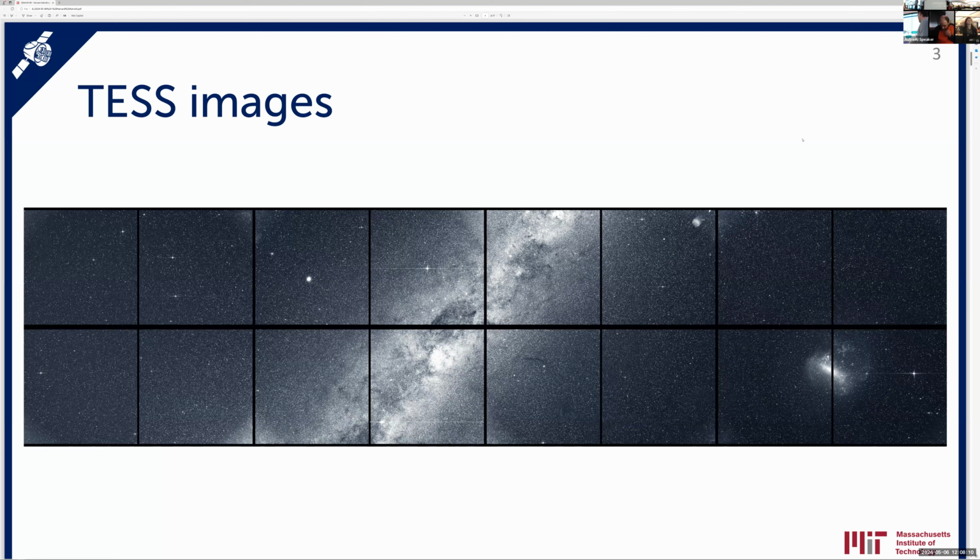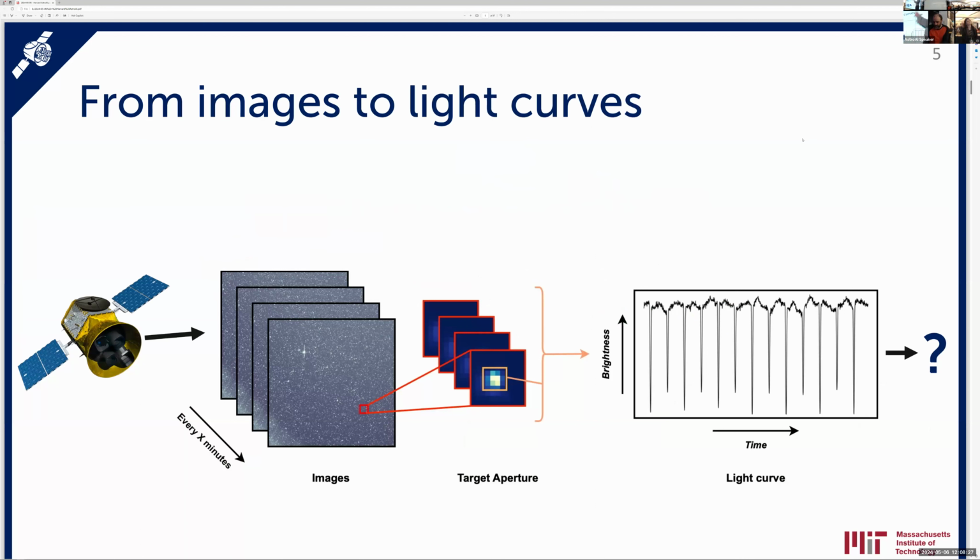So what we do is we measure the brightness of all these stars, of a variable star, by selecting the pixels that are there for a particular star. We make an aperture mask, and then we get all these different light curves, as you can see here. Now, in a single sector of TESS data, we have between 1 and 4 million light curves, depending on down to which magnitude we go.